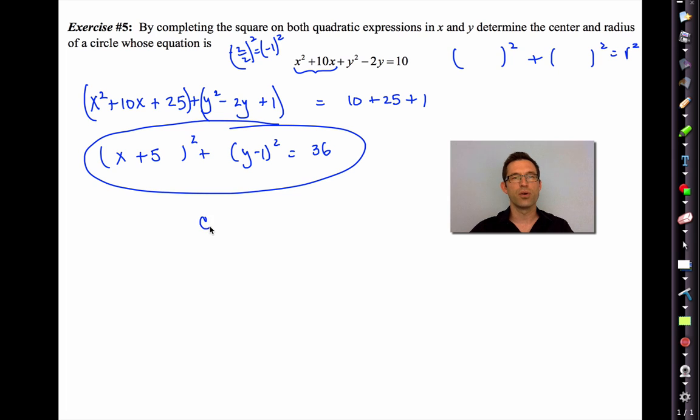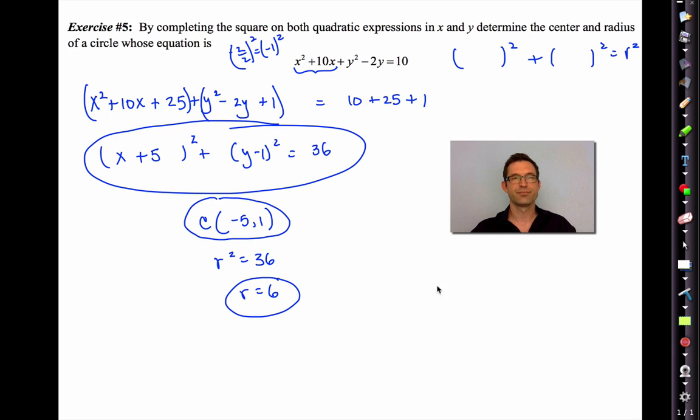Now look at that. That's something I can do something with. Its center is at what? Negative 5, positive 1. Right? 5 to the left, 1 up. And its radius squared is 36. So its radius is 6. And that's it. Right? But it did take completing the square twice, which isn't that hard, especially because the leading coefficients were equal to 1. All right, pause the video on this one, write down anything you need to.